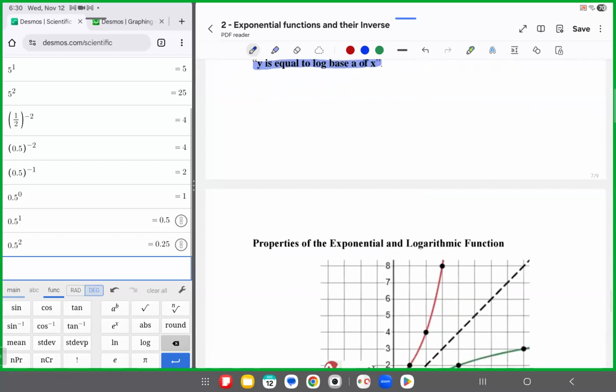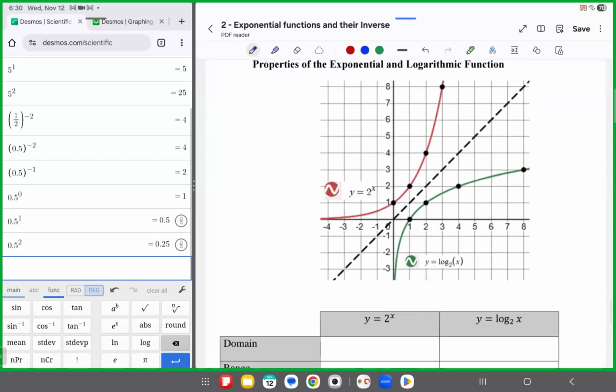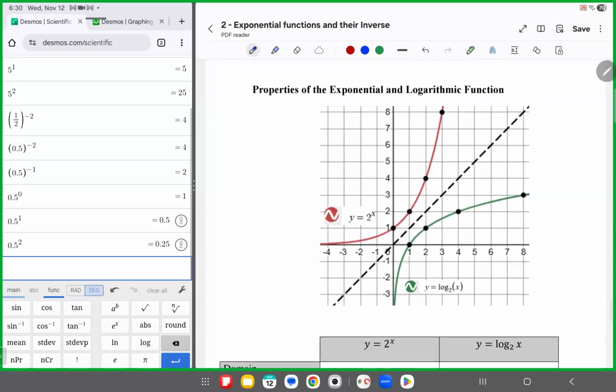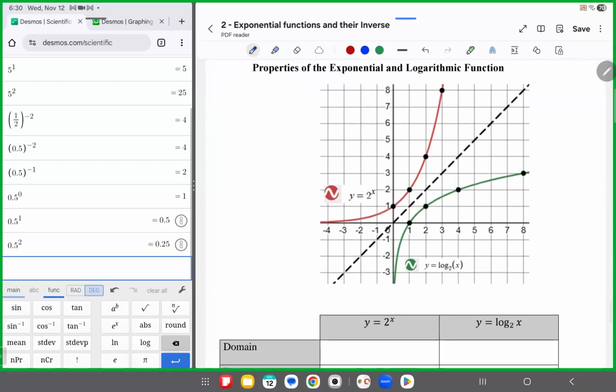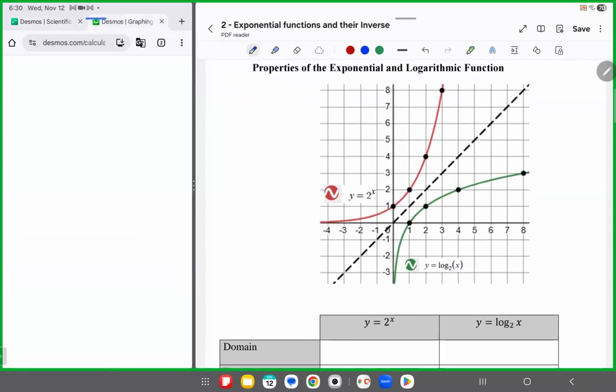Okay, so we have various properties. So here, this is y is equal to 2 to the power of x, and y is equal to log base 2 of x. And so we can do this on Desmos as well.